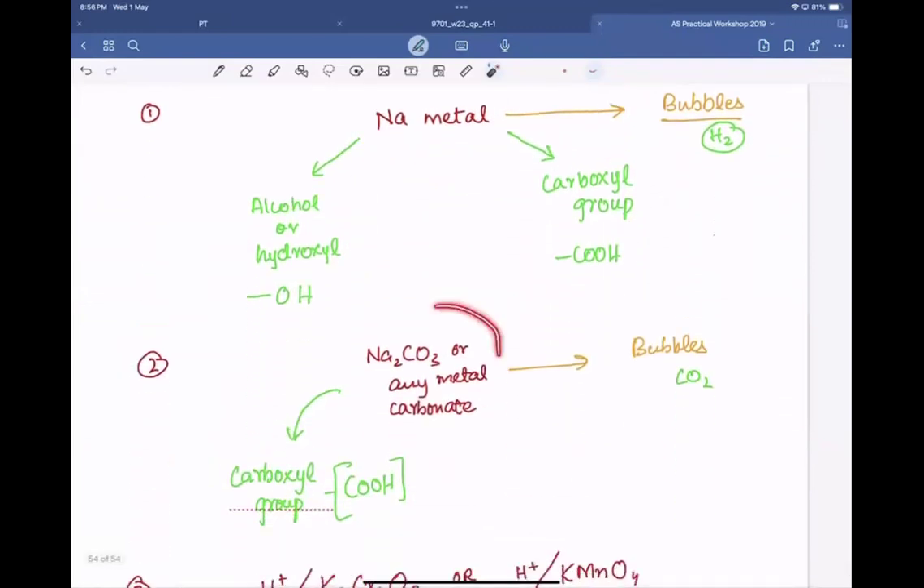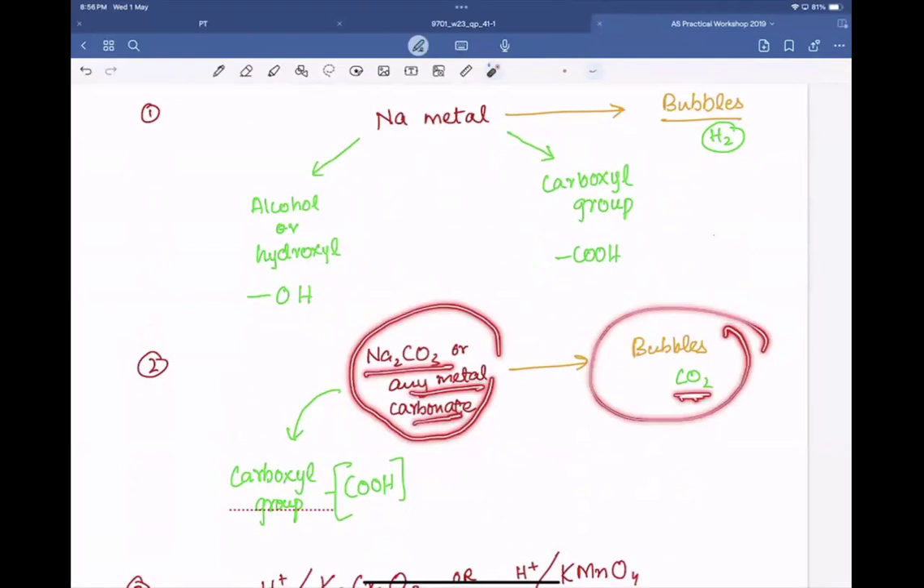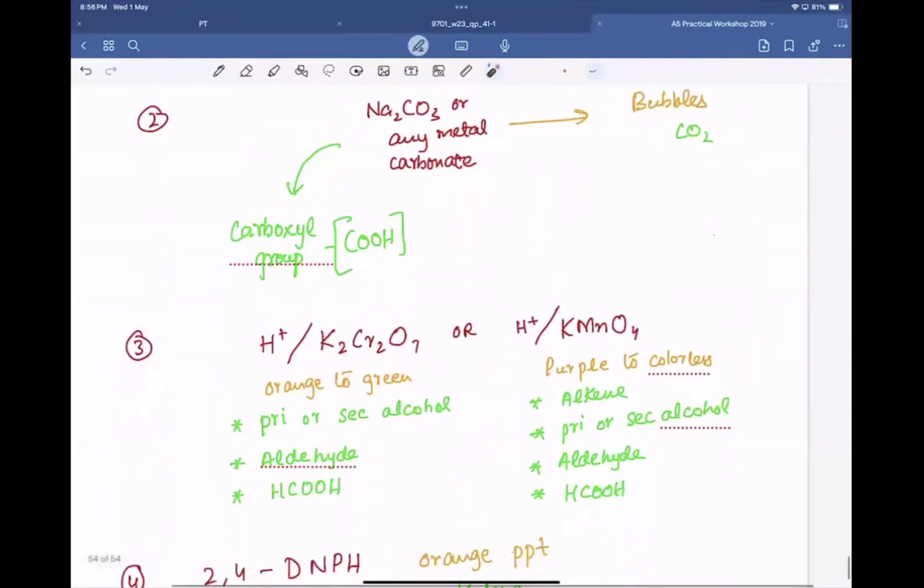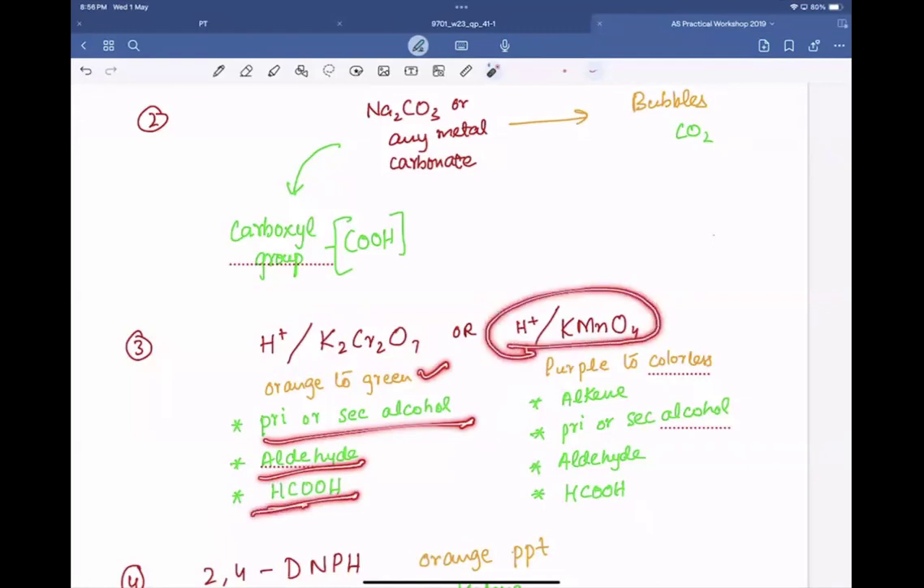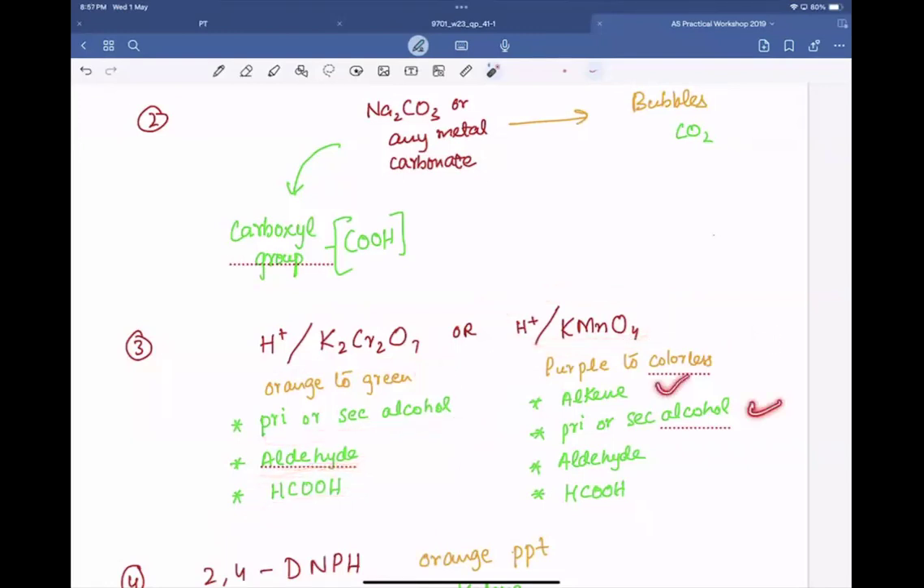Then if the examiner asks you to add sodium carbonate or any metal carbonate and you get bubbles of carbon dioxide, it means there is a carboxylic acid group. Okay. And if the examiner asks you to do this test and you observe this change, it can be a primary or secondary alcohol, an aldehyde, or methanoic acid only. With acidified potassium manganate, if we observe this color change for an organic compound, then these can be the functional groups present.